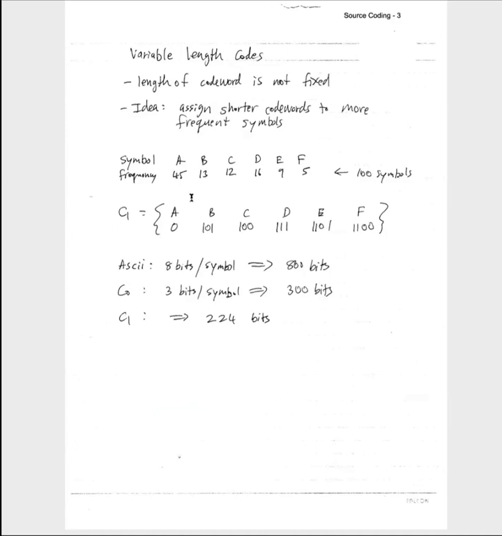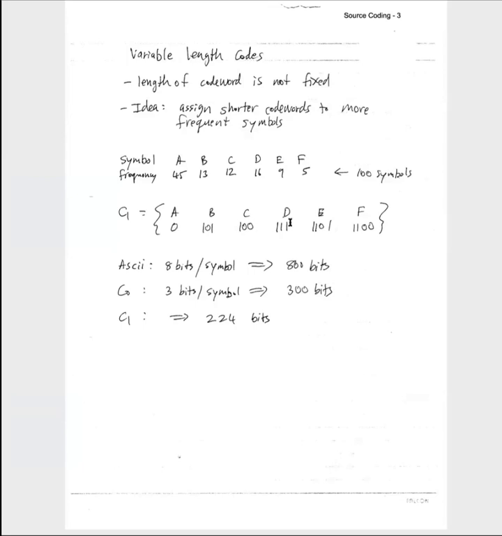So for example, in my example here, I show you the letters A through F again, but I give you the frequency of occurrence, or how many of those particular symbols occur in a set of text that I want to transmit. So if I have 100 letters, here I'm telling you there's 45 A's, 13 B's, 12 C's, 16 D's, 9 E's, and 5 F's. Okay? And here is a possible source code. C1 is a possible source code. Since A is very likely, I'm going to assign A to be a single bit, 0.